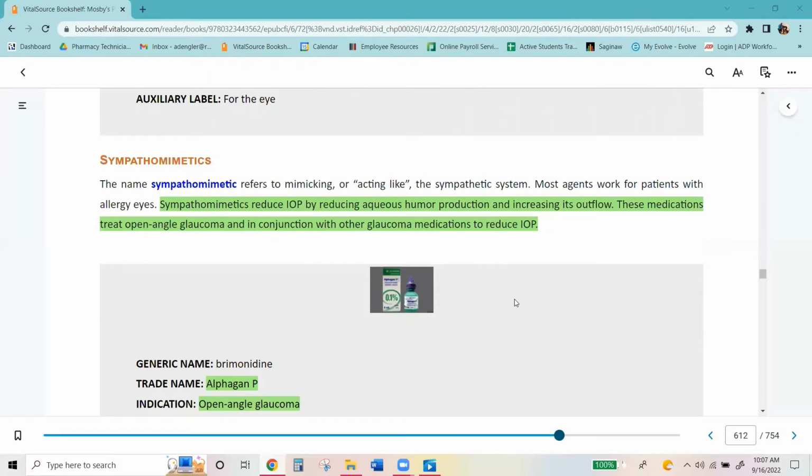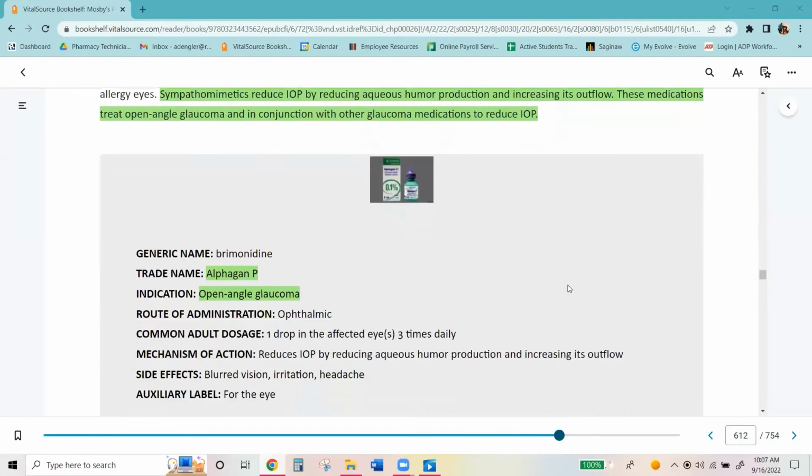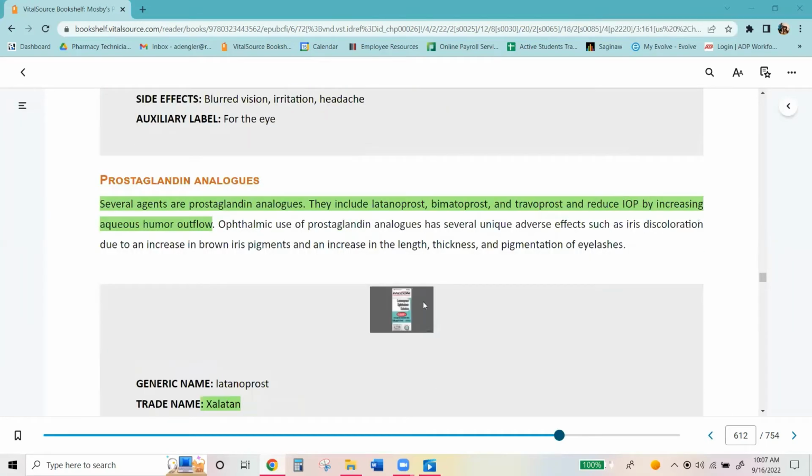The name sympathomimetic refers to mimicking or acting like the sympathetic system. Most agents work for patients with allergy eyes. It reduces IOP by reducing aqueous humor production and increasing its outflow. These medications treat open angle glaucoma and are used in conjunction with other glaucoma medications to reduce IOP. So we have alpha-Gen P for open angle glaucoma.